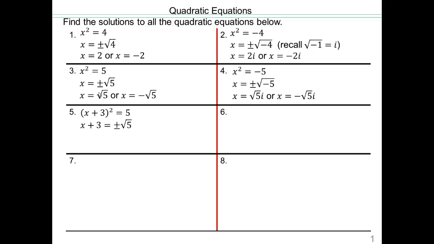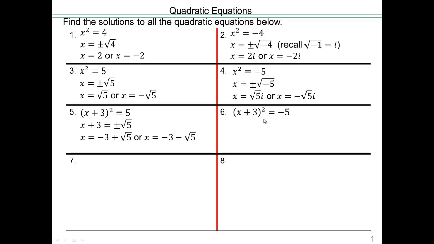Same thing here, except here we have to get rid of that plus 3. So you're going to subtract 3 from both sides. So that means x equals negative 3 plus the square root 5 or negative 3 minus the square root 5. The negative 3 came from subtracting the 3.